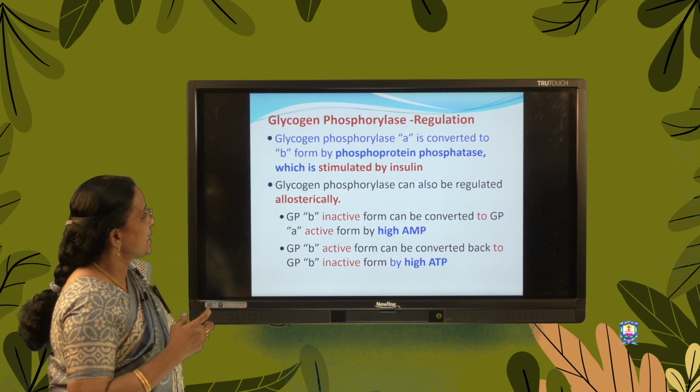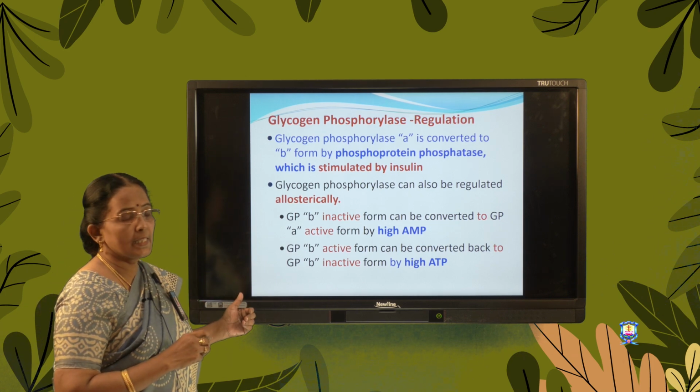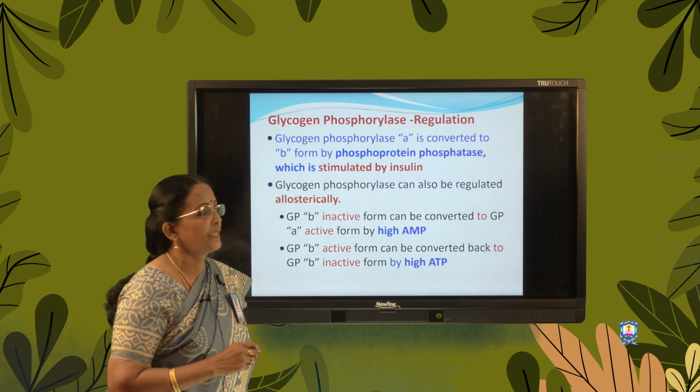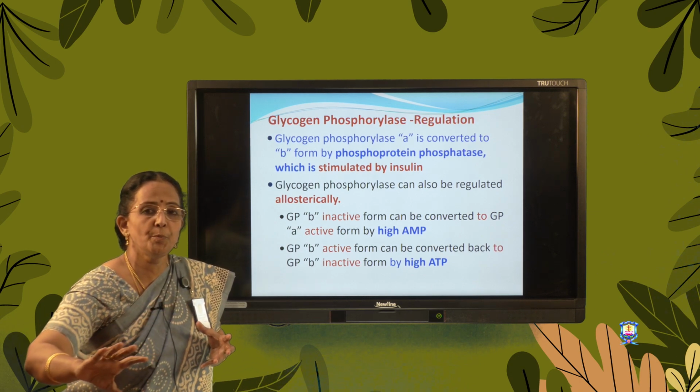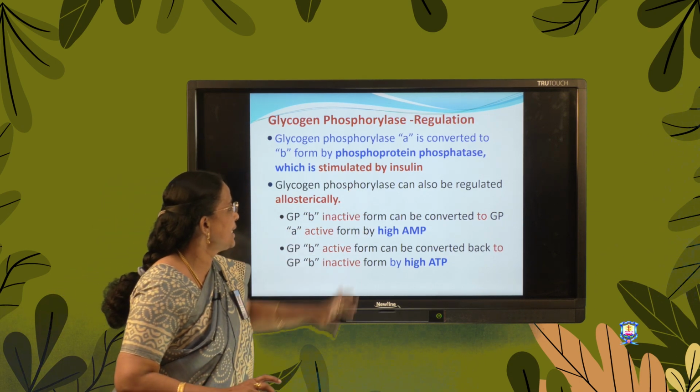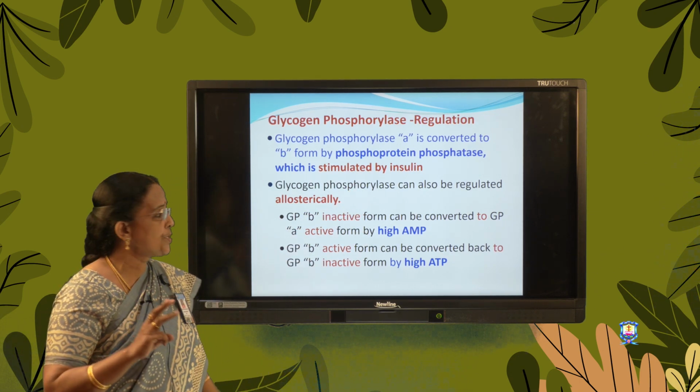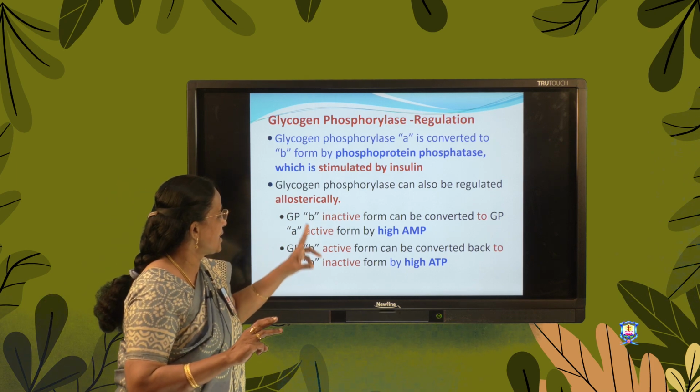So glycogen phosphorylase is converted to the active form by cyclic AMP. It is converted to the inactive form by the enzyme phosphatase, when phosphate is removed by phosphatase, and that job is done by insulin. So these are the 3 hormones, and another method is by allosteric regulation.